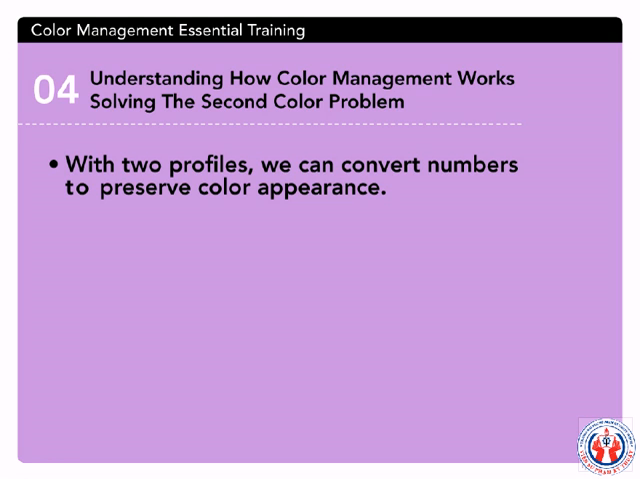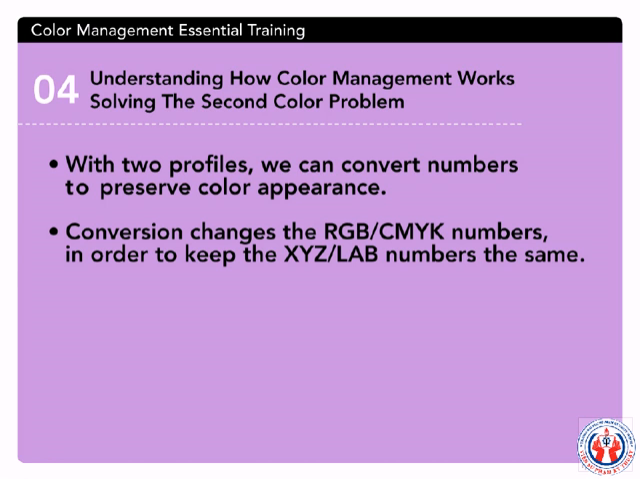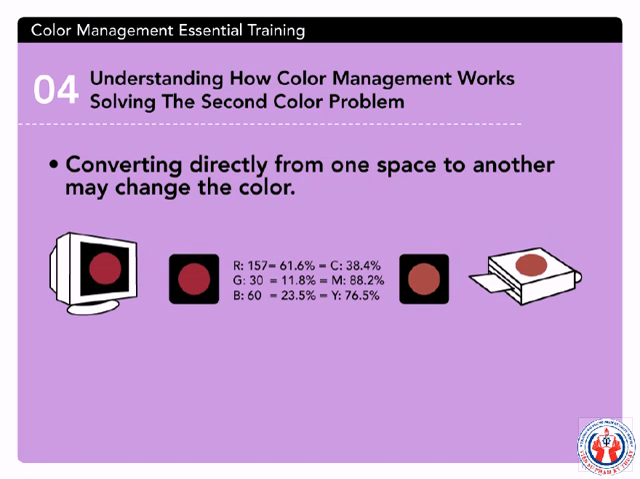To do this, we need a second profile, a destination profile. The source profile describes the color space our image or illustration is currently in and brings meaning to its RGB or CMYK values by relating them to XYZ or Lab. The destination profile contains XYZ or Lab values and references them with the RGB or CMYK values necessary to create those XYZ or Lab colors on that profile's display or output device.